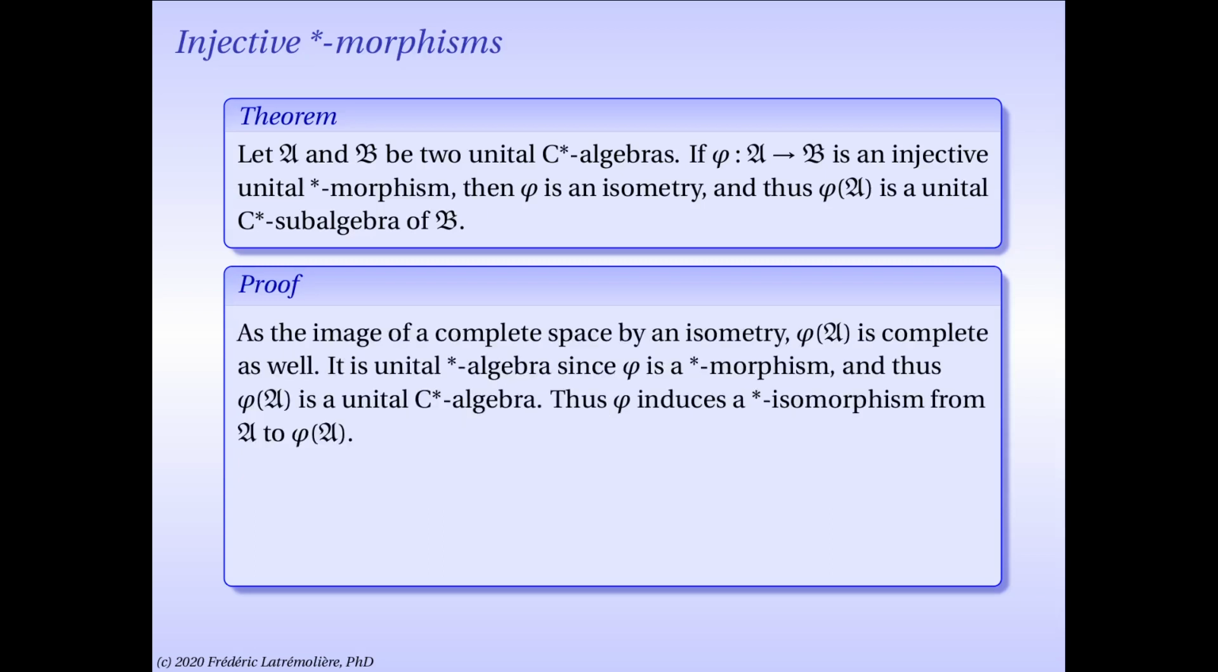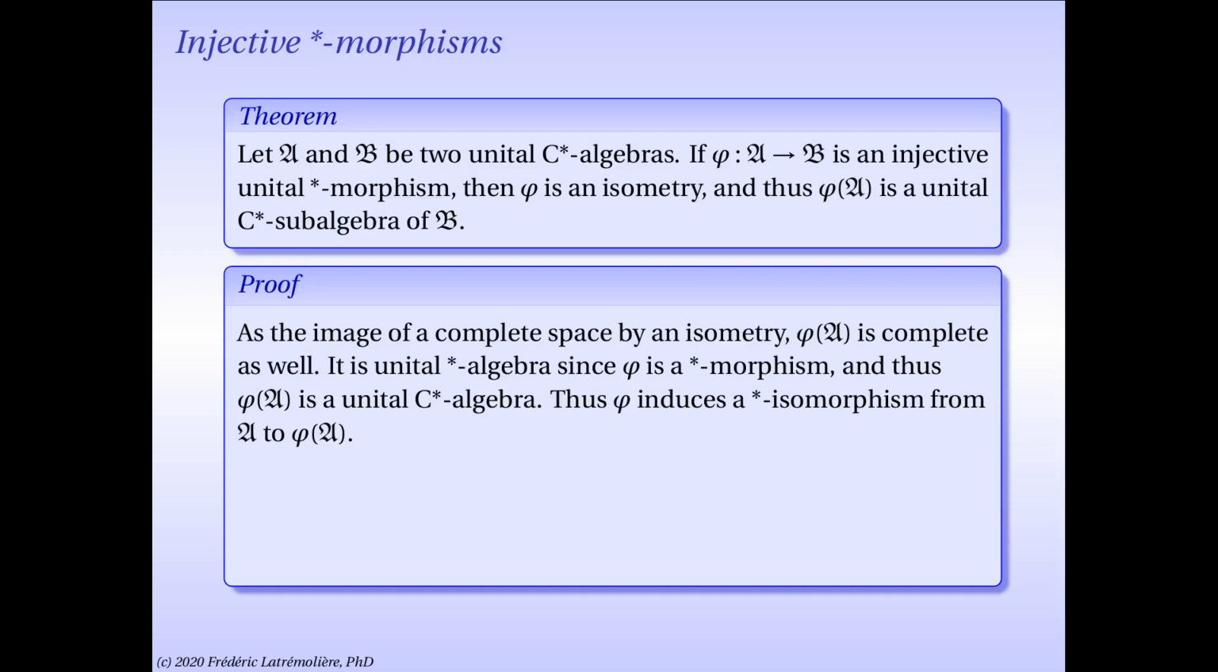Now, to conclude, the range of phi, that is the image of the domain C-star algebra by phi, is the image by an isometry of a complete space, because C-star algebras are complete, among other things. Therefore, its image is also complete. And now, what is the image by any star morphism, injective or not, of a C-star algebra? Well, for sure, it's a star algebra, because it's easy to check. This is just the algebraic properties that follow. And so we have a closed star algebra inside of a C-star algebra. And so the range of my map phi here, my injective unital star morphism, is itself a C-star algebra. It has a unit because the star morphism is unital.